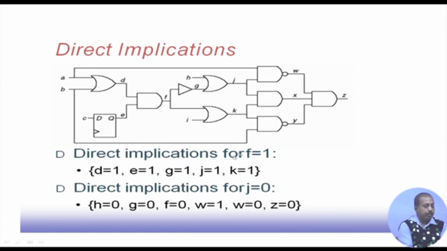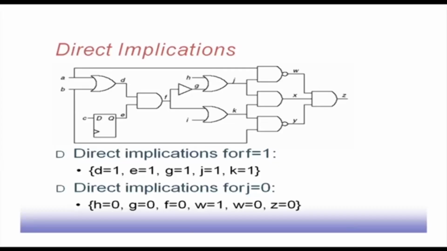Now, you see that if we force this line f to be equal to 1, then what happens? We immediately get d must be 1, e must be 1, g must be 1, j must be 1 and k must be 1. This computation is done beforehand, that is, if I set f equal to 1, these are the different line statuses that are going to happen.